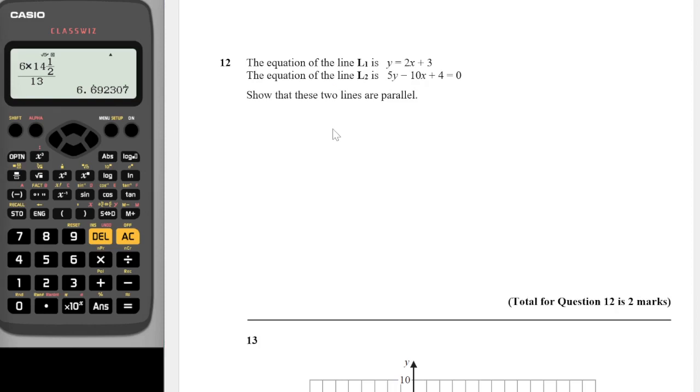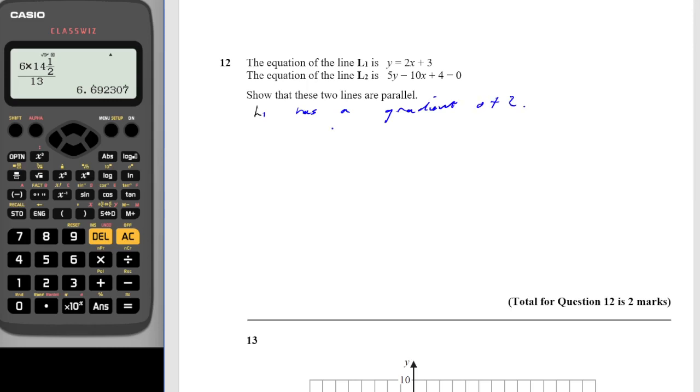Okay, question 12. The equation of the line L1 is y equals 2x plus 3. The equation of line L2 is 5y minus 10x plus 4 equals 10. Show that these two lines are parallel. So L1 has a gradient of 2.